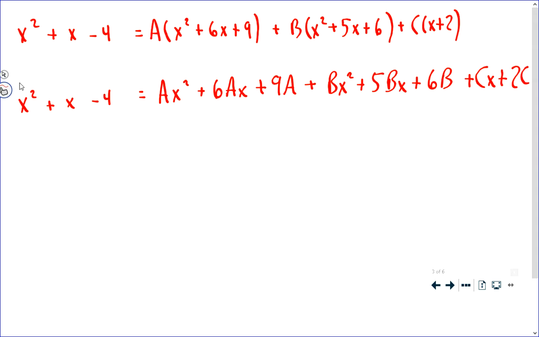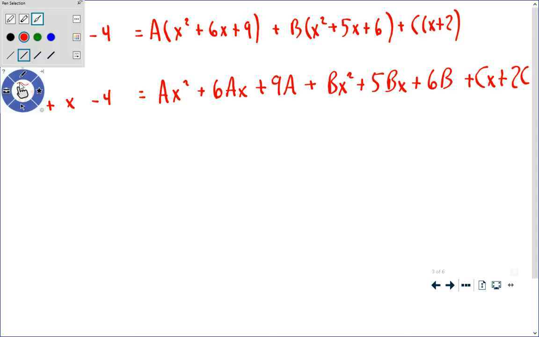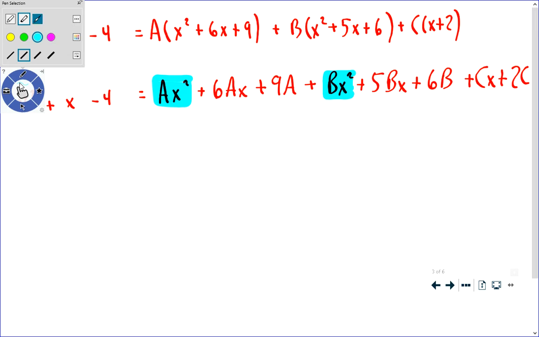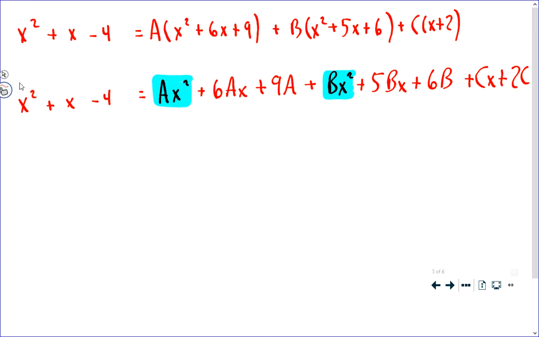Now, how is this going to help us? Well, what we are going to do is look at the three different types of terms on the right-hand side and compare them to the similar types of terms on the left-hand side. Specifically, we're going to look at all of the quadratic terms. All of the quadratic terms are ax squared plus bx squared. Those are the only quadratic terms. Now on the left-hand side, we only have one quadratic term.